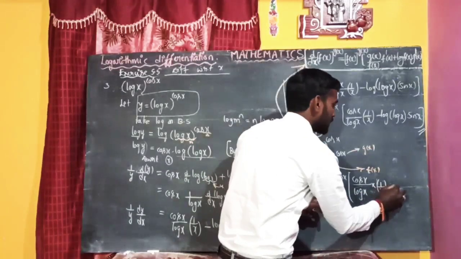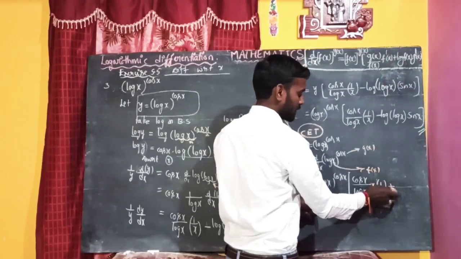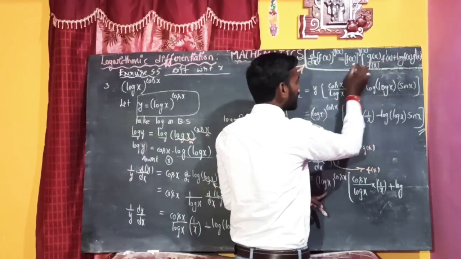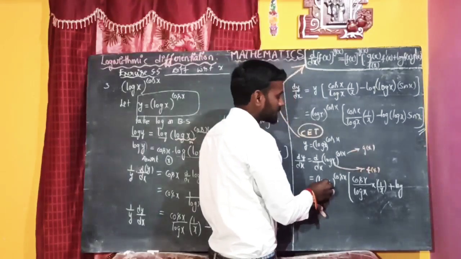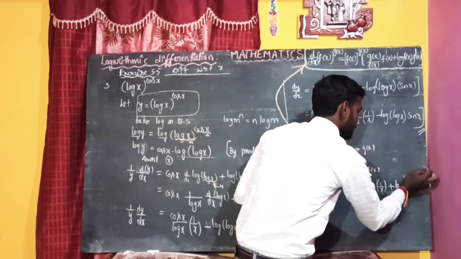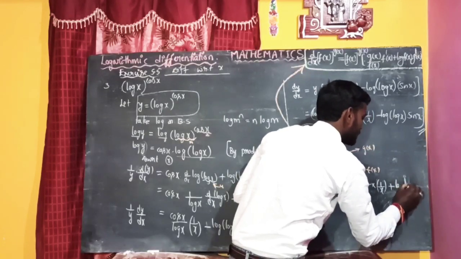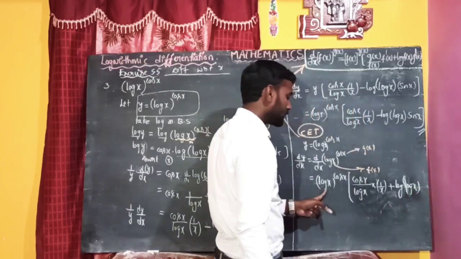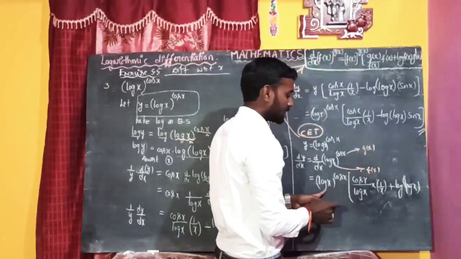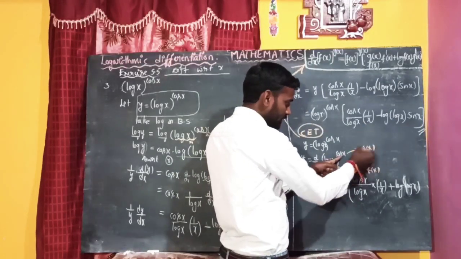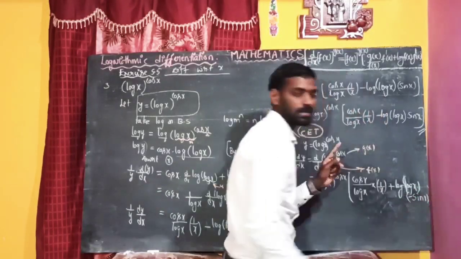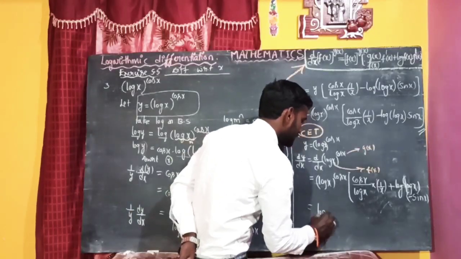Okay, next plus, here this is plus. Next, log of f of x. F of x means log x, so in place of f of x here is log x. This is log of f of x, that is log of log x, into the derivative of g of x. The derivative of cos x is minus sin x. So directly we will get the answer, you just simplify.